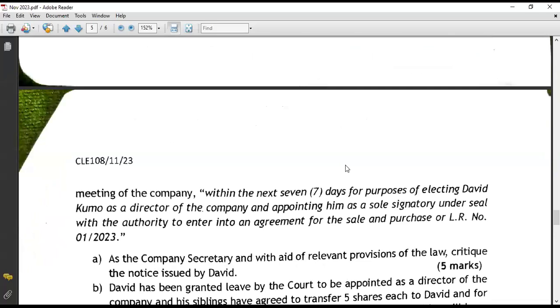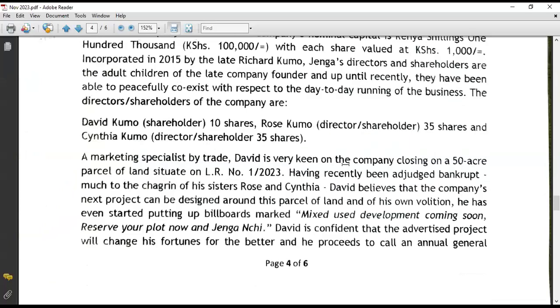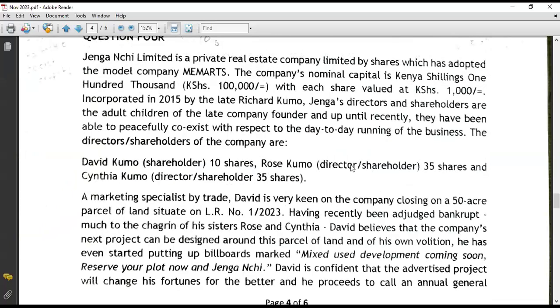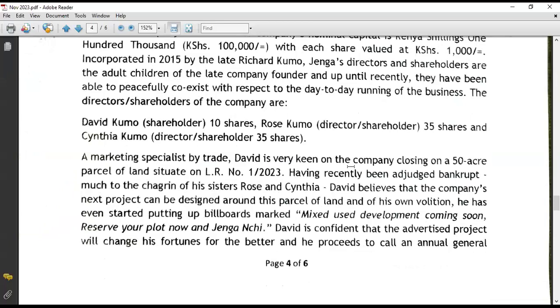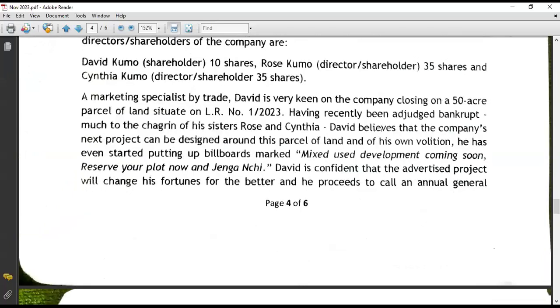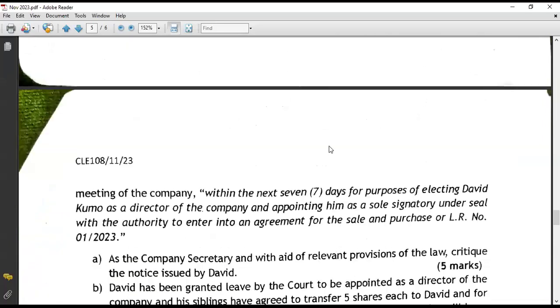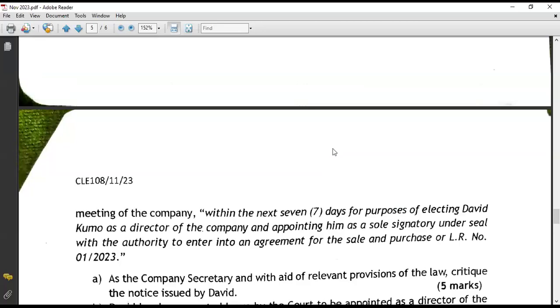Okay, in the question, it is evident that there are three shareholders to the company. One of them has been declared bankrupt. Very good. That is a key. Yes, one of them has been declared bankrupt. Yes, David has been declared bankrupt. And when you go further, you see that he seeks to be made a director.